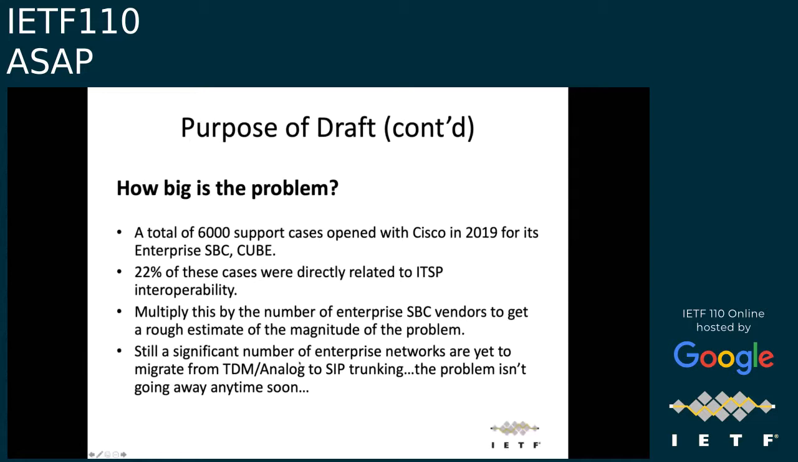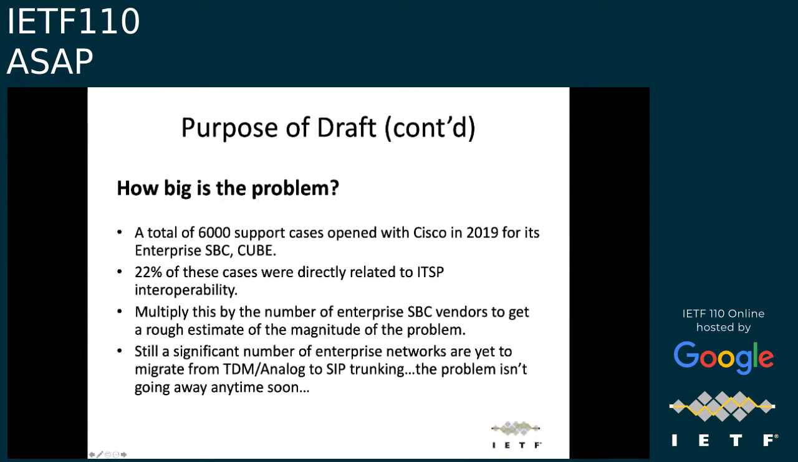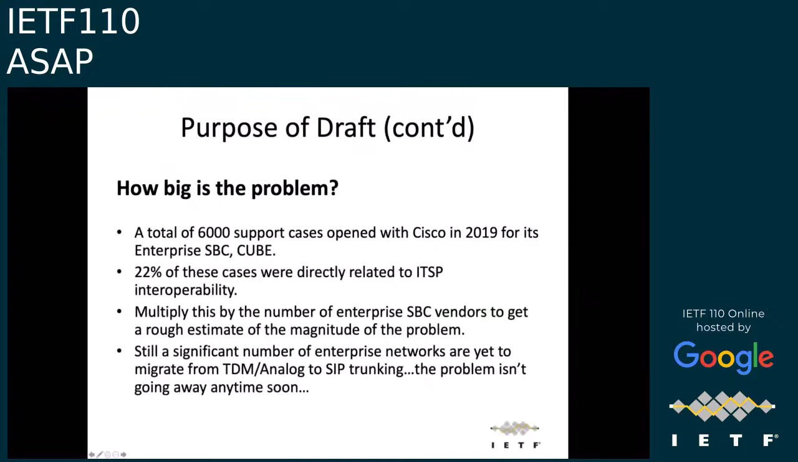Right. So the first thing we needed to find out was, how big is the problem? So we went back to our support cases on the Cisco Cube, which is Cisco's enterprise SBC, and we found that around 22% of the cases directly relate to ITSP interoperability issues. Cisco is just one of the SBC manufacturers here. There are many of them in the market. So you can imagine how many service requests are getting created, how many problems there are that need to be solved. So it's quite a lot.